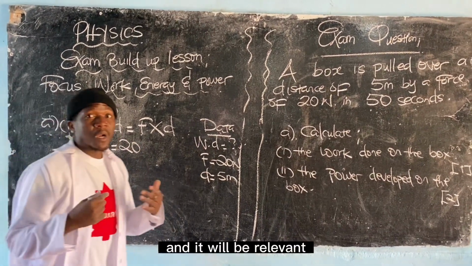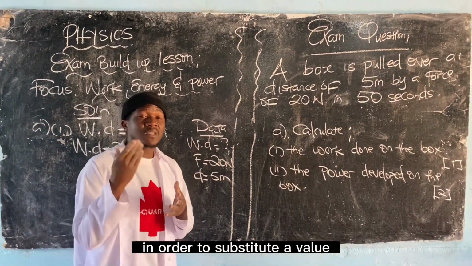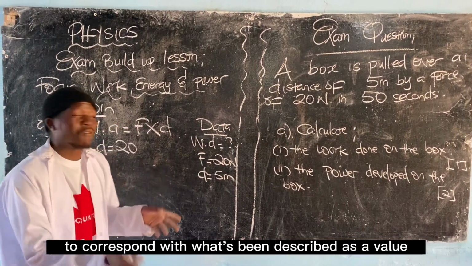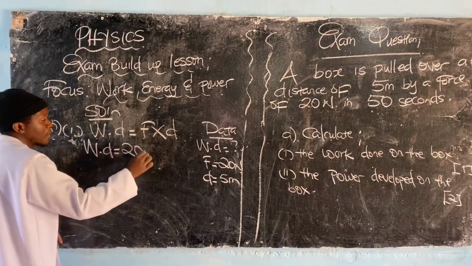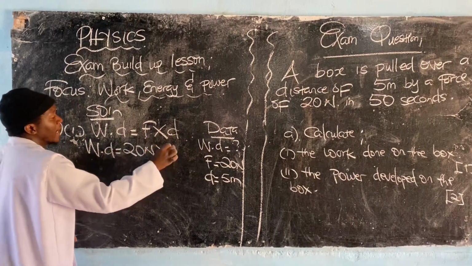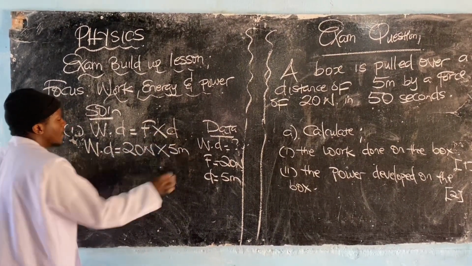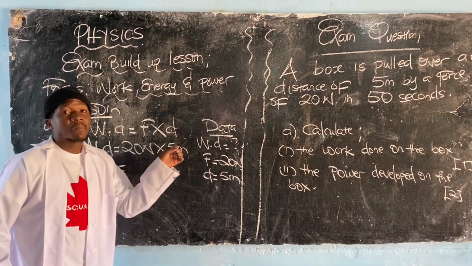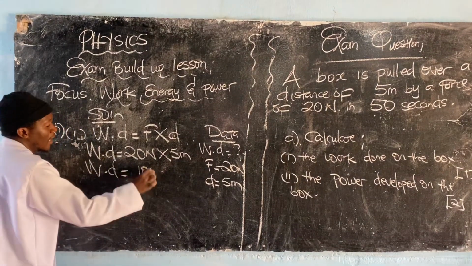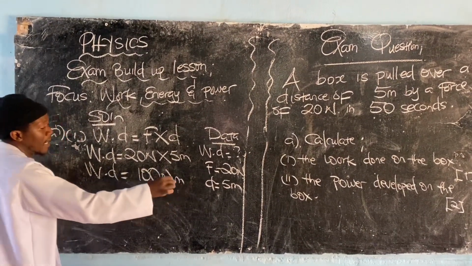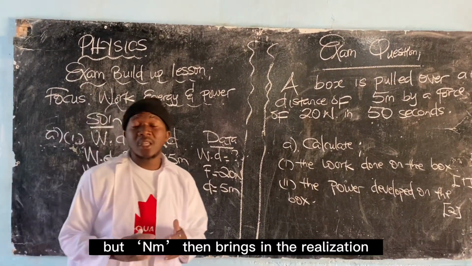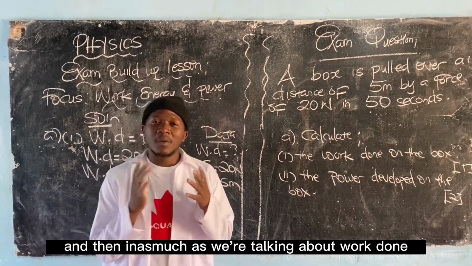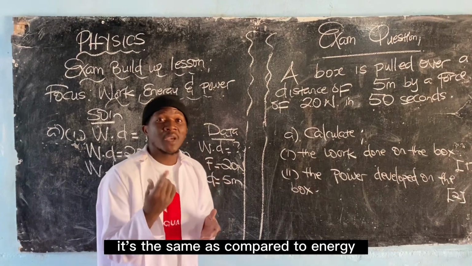And it will be relevant to substitute a value attached with units to correspond with what's being described. So if we're talking about force, we write it together with newtons, multiplied by distance, 5 meters. So work done equals 20 multiplied by 5 is 100, and then we write newton meter. But newton meter brings in the realization that those are the units for moment, and inasmuch as we are talking about work done, it's the same as energy.